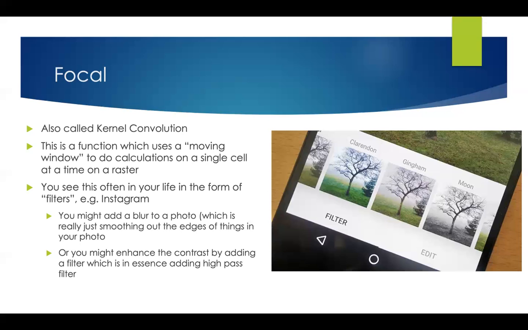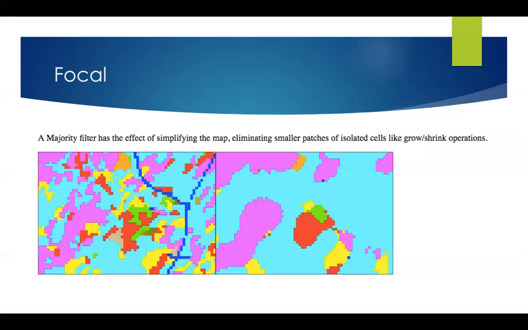In GIS, you may want to use this to add a blur or smooth out hard edges in your raster. Or you may want to enhance the contrast by adding a filter, which in essence is adding a high pass filter that kind of brings out edges. Or you might want to do this when you use terrain analysis, which I'll talk about in another video. In this example of a focal statistic function, we're using a majority filter, which has the effect of simplifying the map, eliminating smaller patches of isolated cells.